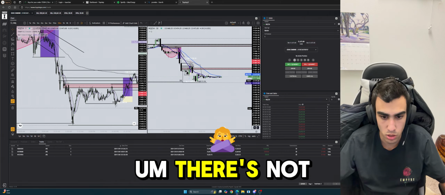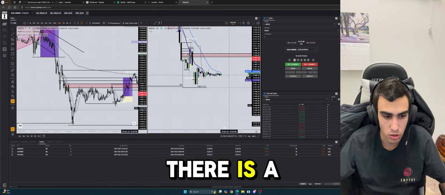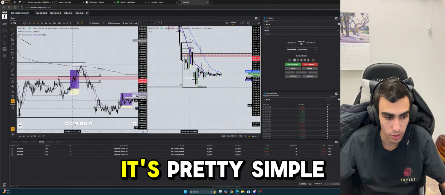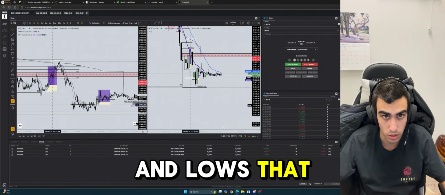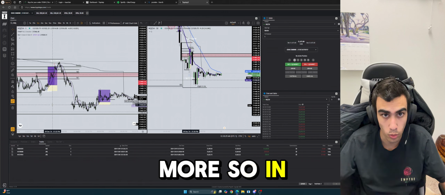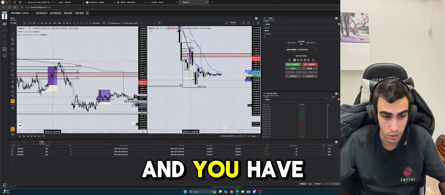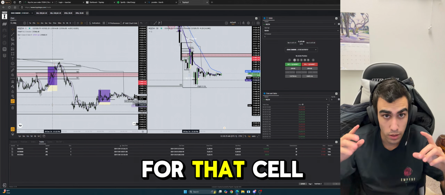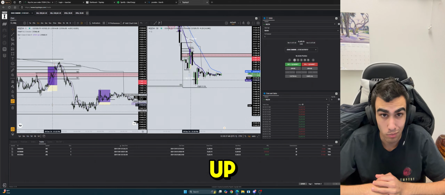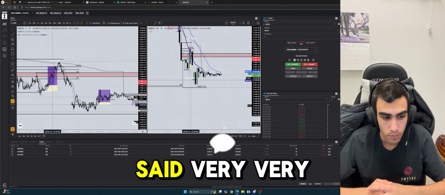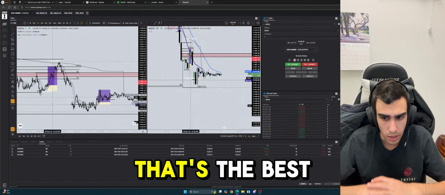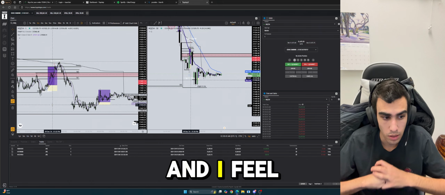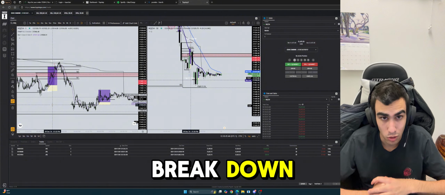There is a lot to it, but when you break it down, it's pretty simple. It's just highs and lows that get swept, more so in favor. So if a lower low gets swept and you have a higher time frame and it's potentially heading down to that lower low, you could look for that sell side to get swept, and then you could buy it up. So, like I said, very very simple. That's the best way I could break it down for you guys. And I feel like that's actually the best way anyone could really break down what is liquidity.